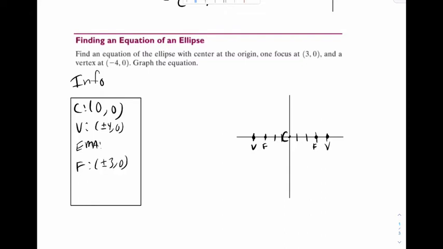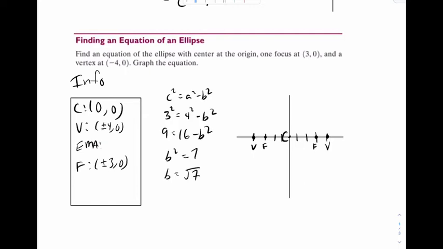The only issue is we don't know the EMA. So what you're going to do is use that formula I showed you. C squared equals A squared minus B squared. I know C is 3, so 3 squared is equal to, I know A because I know the vertex. Remember that A is always with the vertex. So that's going to be 4 squared. And now we just solve. 9 is equal to 16 minus B squared. B squared is 7. So B is the root of 7.